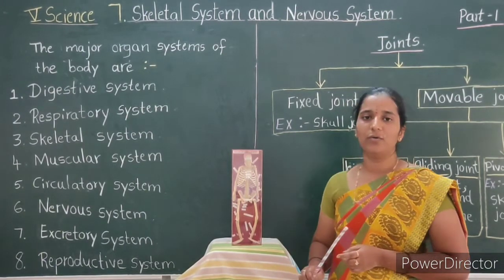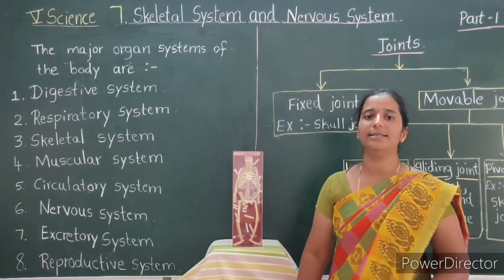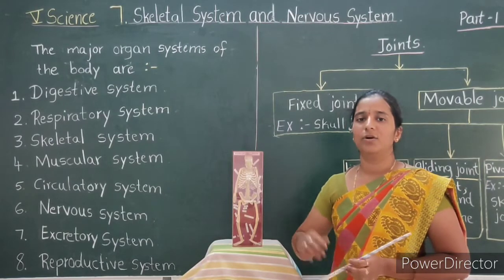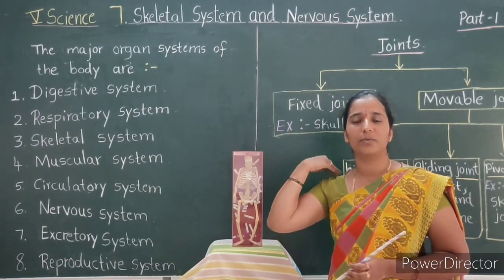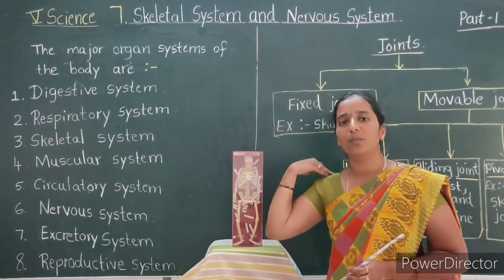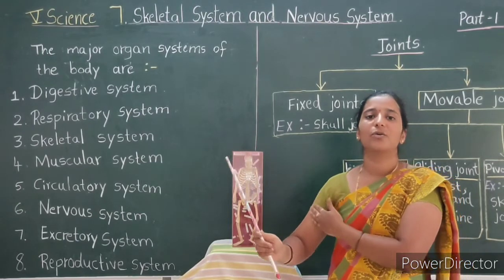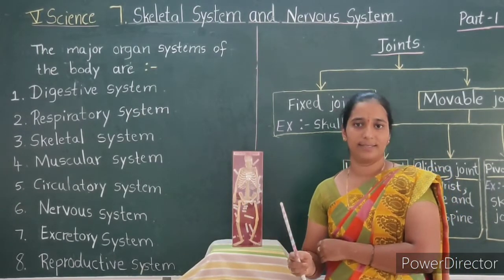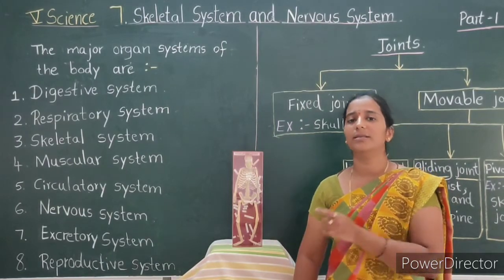Next, we move on to limbs. Our arms and legs we call limbs. Arms are attached to the shoulder bone. The upper arm is a long bone, and that one we call the humerus.